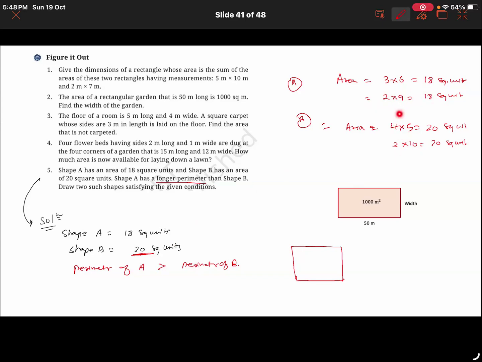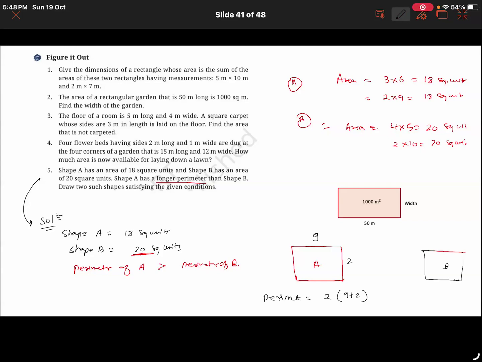So suppose we take the length and breadth of shape A, and let's say that is shape B. Say that length here is 9 and breadth is 2. So what will be the perimeter? That's 9 plus 9 is 18.